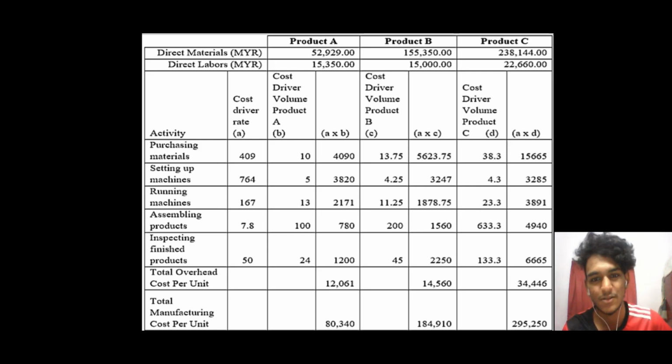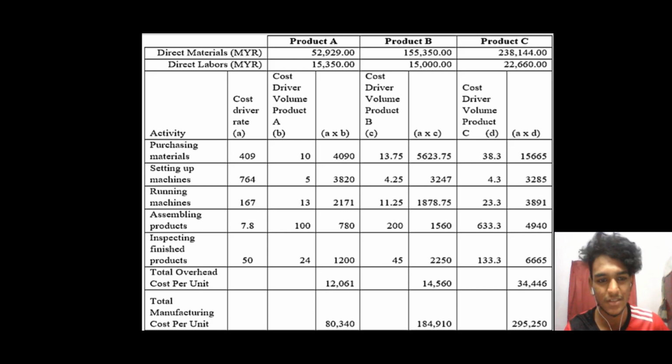Using the cost driver volume for product C according to the table from the previous slides, and using the cost times the cost driver rate, which we have calculated before at the start of the session. So 409 times 38.3 equals 15,665. For setting up machine, 764 times 4.3, and you'll get 3,285.